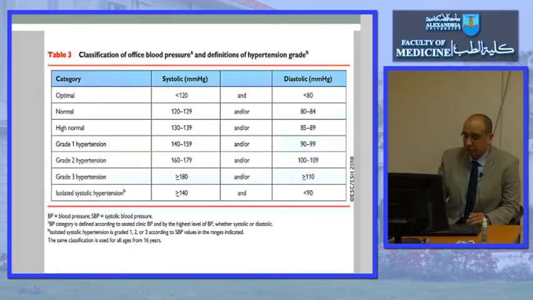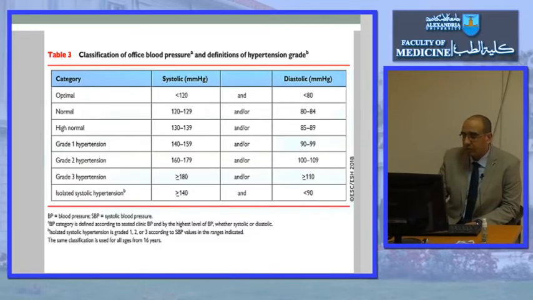Grade 1 hypertension, which is very important when you are asked about when to define hypertension, is when the systolic blood pressure is 140 to 159 and or diastolic 90 to 99. Grade 2 hypertension is when systolic blood pressure is between 160 to 179 and or diastolic 100 to 109. Grade 3 hypertension is systolic blood pressure 180 or more and or diastolic blood pressure 110 or more.